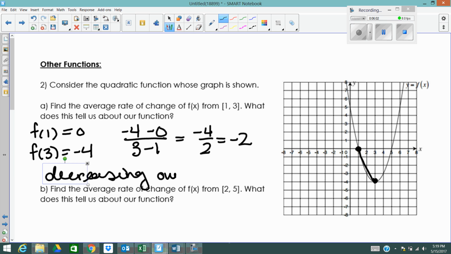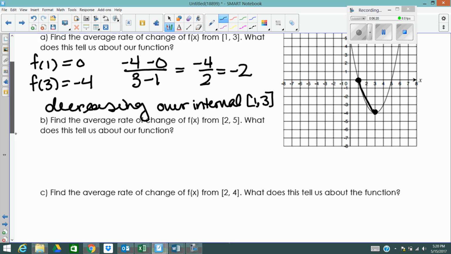over the interval between 1 and 3. And you can get even more specific and say that it's decreasing at a rate of 2/1 over that interval of 1 to 3. But the main thing is, hey, that tells us that over that interval, that function's decreasing.